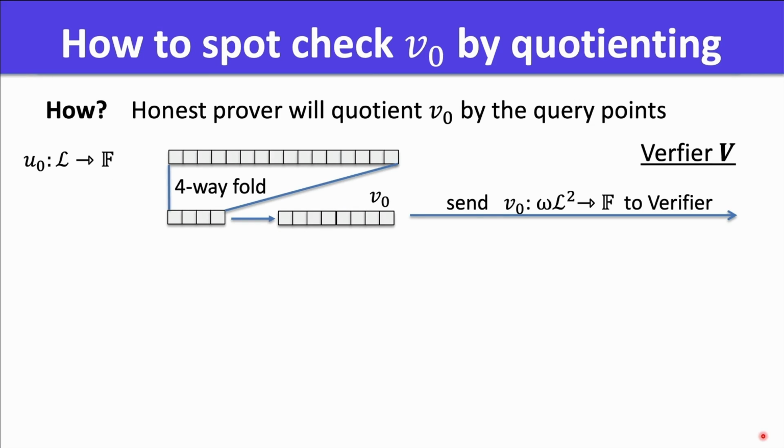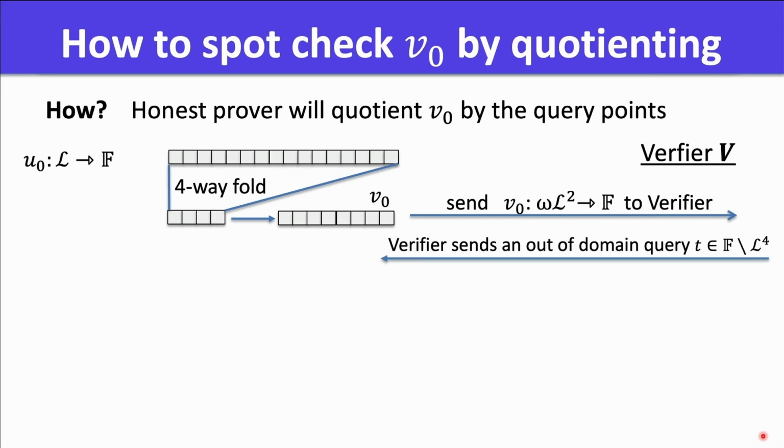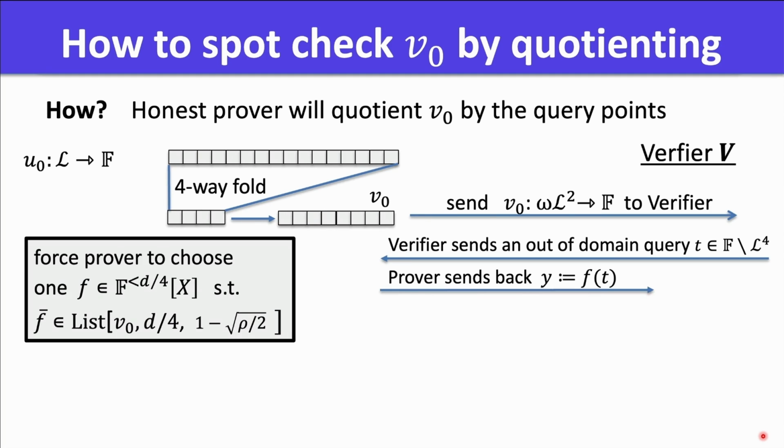Okay, so let me give a little bit more detail in the hope that you understand at a high level how STEER actually works. Once the prover sends V0, the verifier will send its normal out-of-domain query, we'll call it T in this case. This out-of-domain query forces the prover to choose one polynomial f in the list of polynomials that are close to this V0. So the prover will send back the evaluation of the polynomial at the point T. And again, this forces the prover to choose one polynomial from the set of all polynomials that are close to V0.